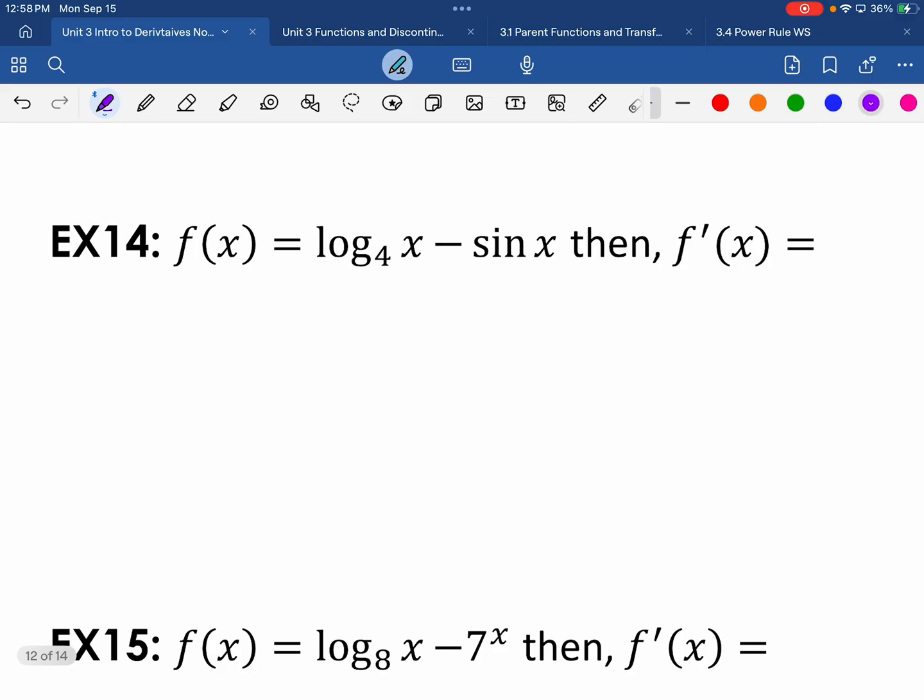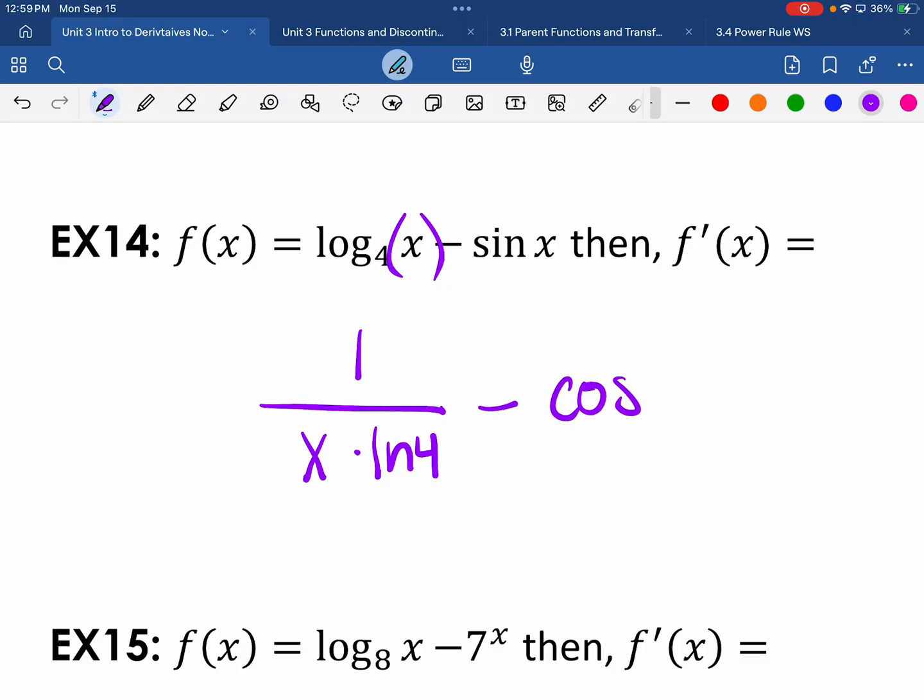Okay, 14, the derivative of log base 4 of x. Whatever's in the log goes on the bottom. We're going to account for the base not being e by multiplying by ln of 4 on the bottom. And what is the derivative of x? 1. Minus cosine x.